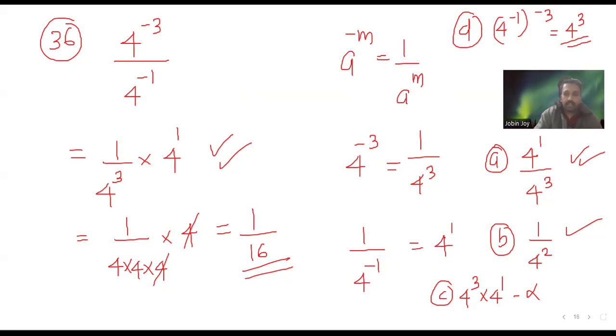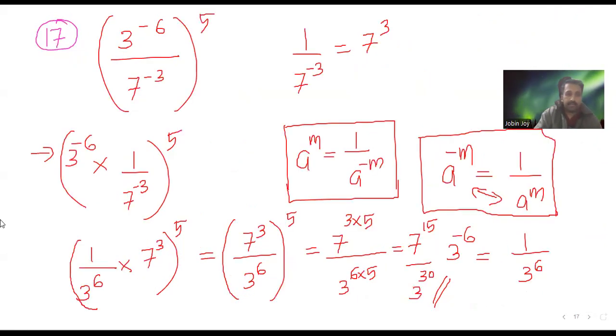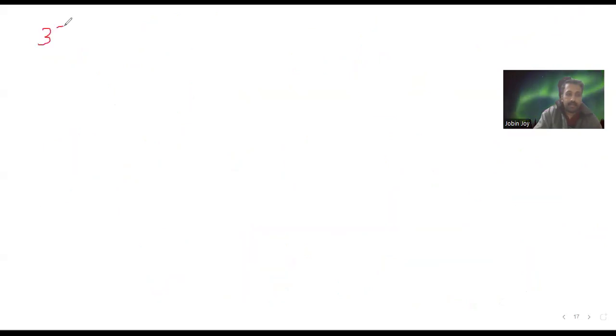Then question number 37. Express the number in scientific notation.